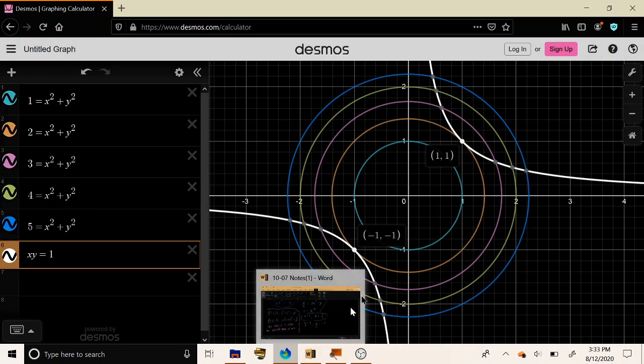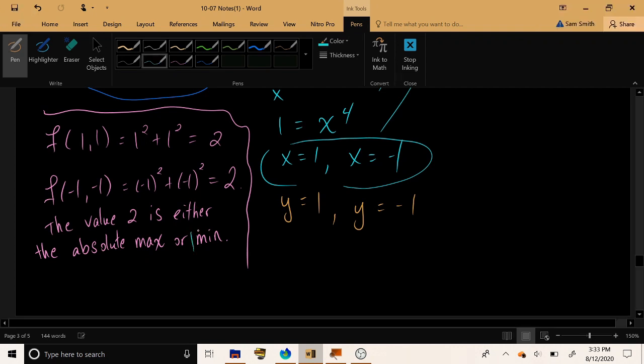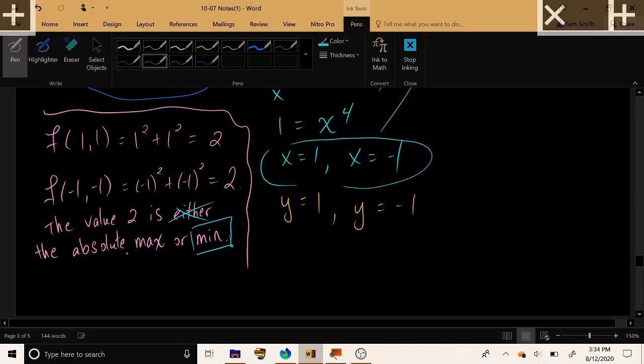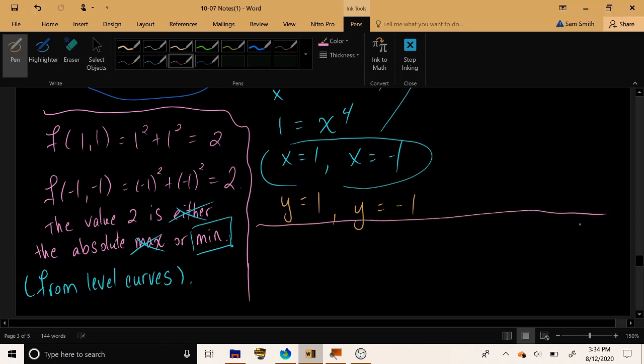So from observing the level curves, this value of 2 corresponds to an absolute minimum, the lowest possible value of this function amongst all the points on the constraint curve. The absolute minimum is 2. Now the only value that we found from the method of Lagrange multipliers was 2, and it was the absolute minimum.